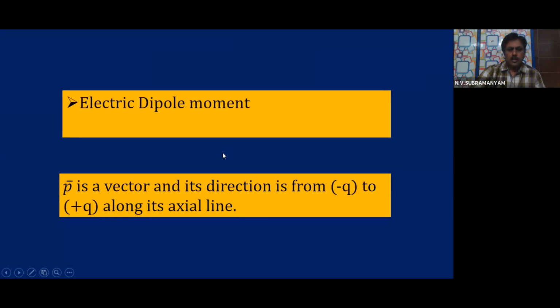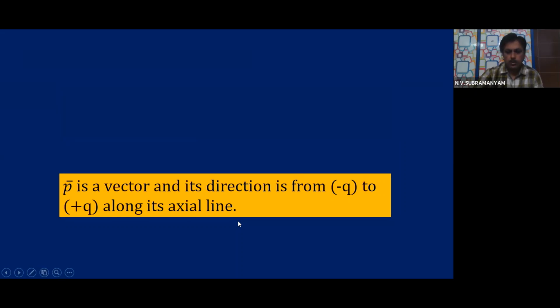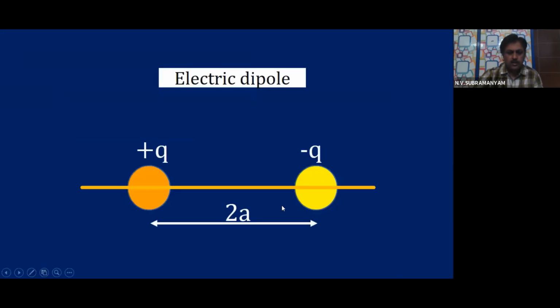The electric dipole moment of this system, P bar, is equal to 2aq into P cap. 2a is the distance, q is the charge, and P cap is the unit vector in the direction of the dipole moment. P bar is a vector and its direction is from minus q to plus q along its axial line. I suppose all of you know what the axial line is. This yellow line you are seeing is the axial line. A line perpendicular to the axial line is called the equatorial line.